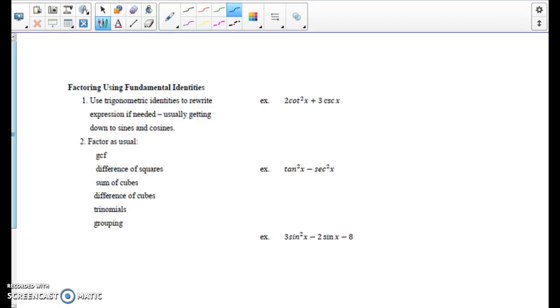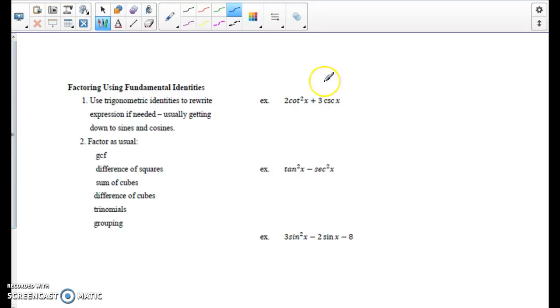So go to the next page. Factoring using the fundamental identities. Use the trigonometric identities first to rewrite the expression if needed, usually getting down to sines and cosines. And then factor as usual. We're still using GCF, difference of squares, sum and difference of cubes, trinomials, and grouping.